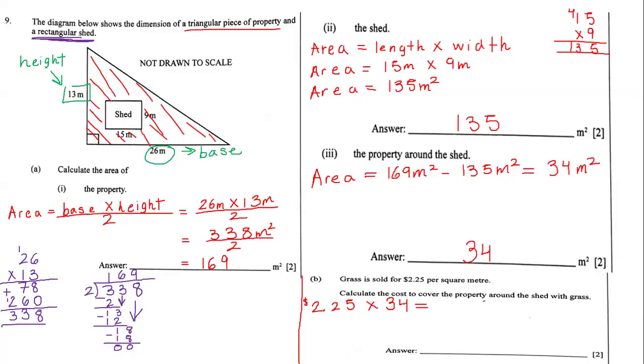$76.50. When you multiply 225 by 34, yeah, $76.50. So that's going to be the cost of the grass to lay it all around the shed. So $76.50.